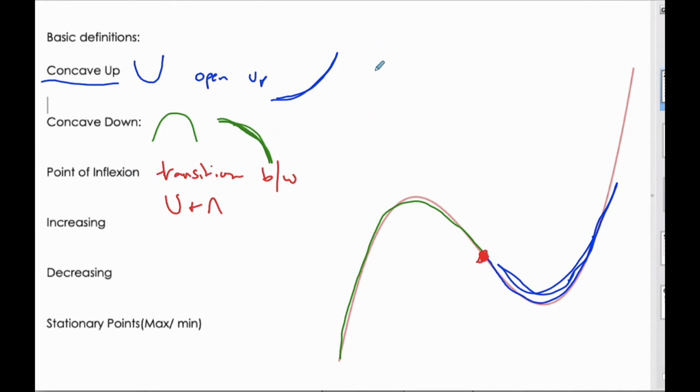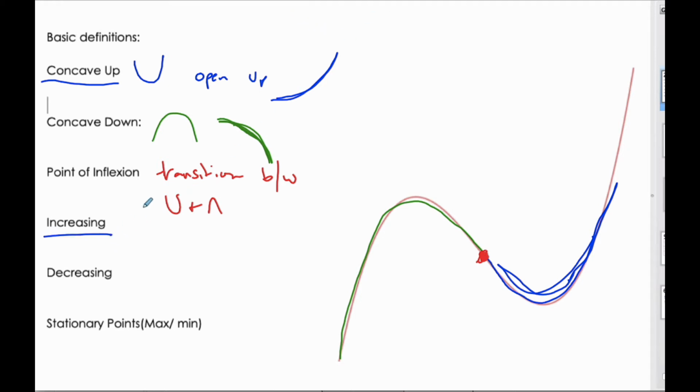And if we consider the sine curve, well, it has a point of inflection, point of inflection, point of inflection, lots of different points of inflection as we go. Okay, so those are definitions: concave up, concave down, points of inflection.